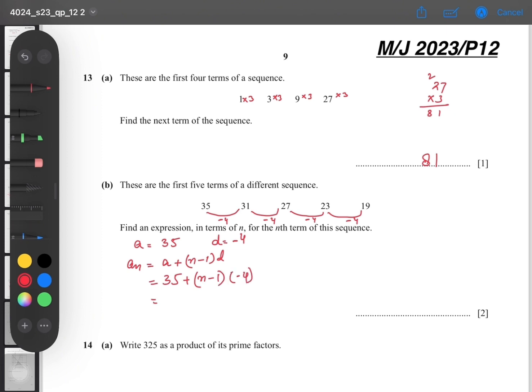I am going to expand this expression. So this is minus 4n plus 4. So it will be 35 minus 4n plus 4. So the final answer is 39 minus 4n. So this is the general term.